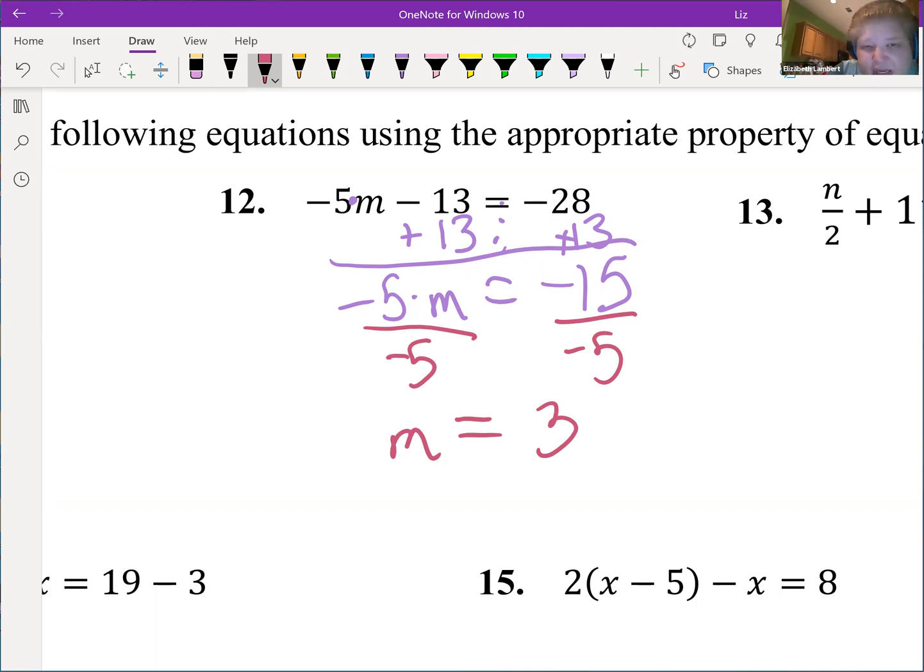So if I plug 3 into this equation and work it out, it will balance. It will be the same on both sides. That is the value that makes that statement true.